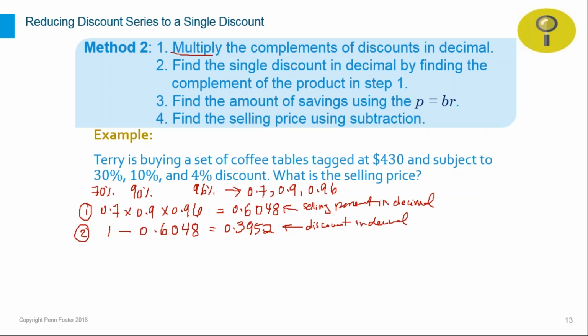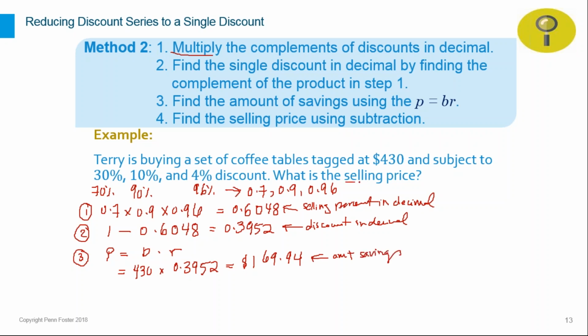Okay, now take this. This is R. So number 3, find the amount of savings using the formula P equals B times R. We have B. B is the 430. The R now is the 0.3952. So P, the amount of savings, equals B times R. B is 430 times the R, 0.3952. Multiply, and that will give you the savings. $169.94. This is the amount of savings.